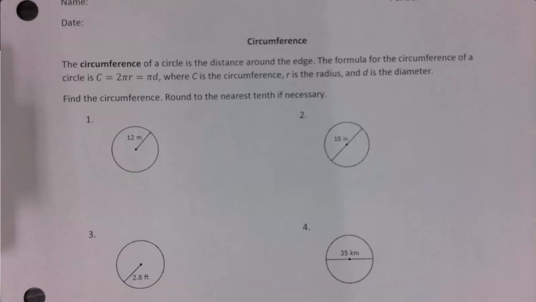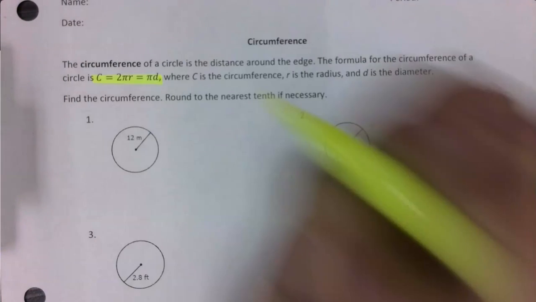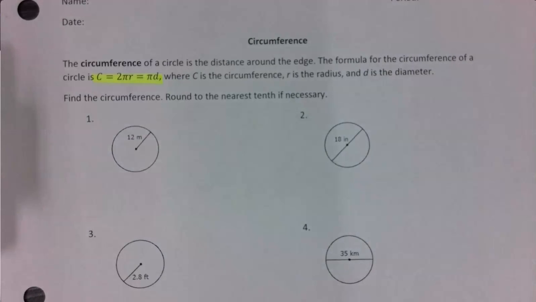So like I was saying, we're doing circumference of circles. The circumference of a circle is the measure of the outside on the edge of a circle. The formula for it is either 2 pi r or pi d, depending on if I'm given the radius or the diameter. So, number 1, it wants me to find the circumference and to round to the nearest tenth if necessary.